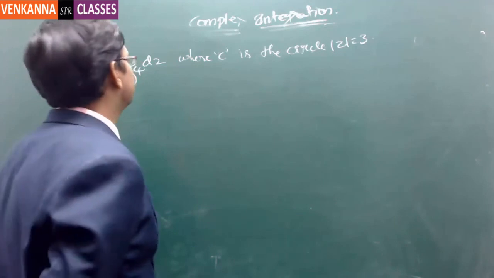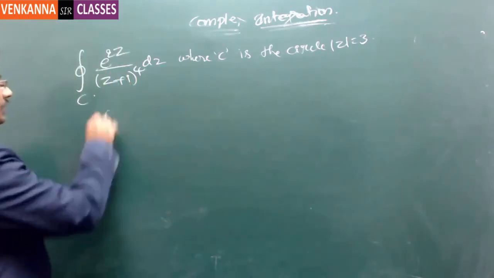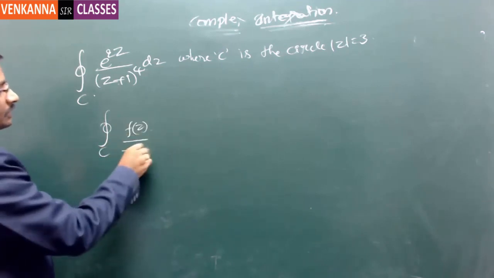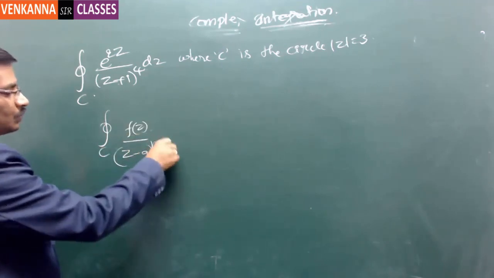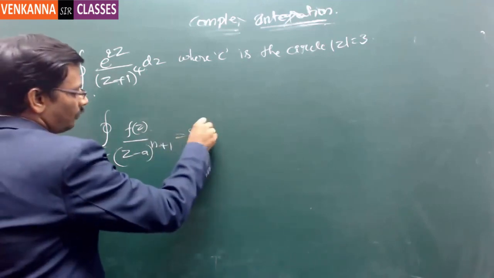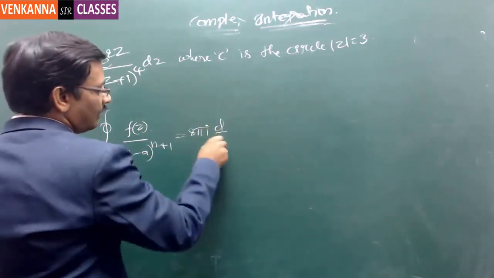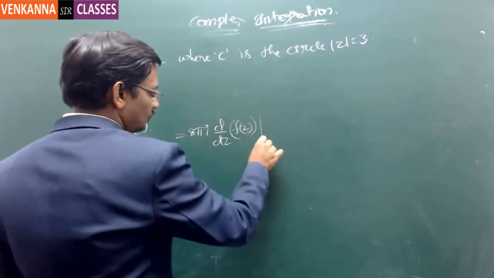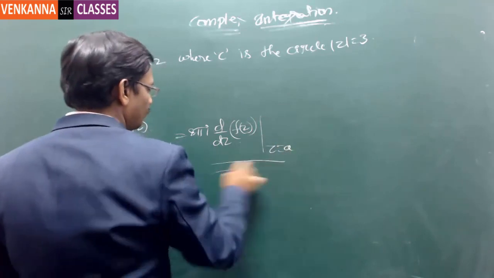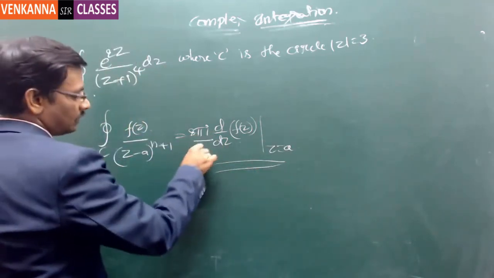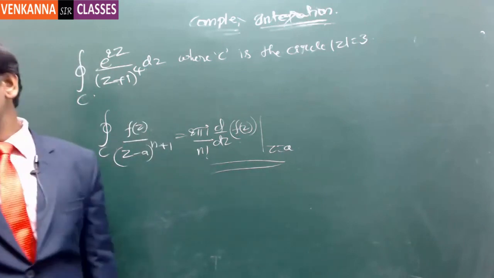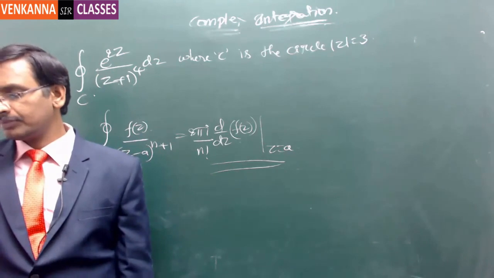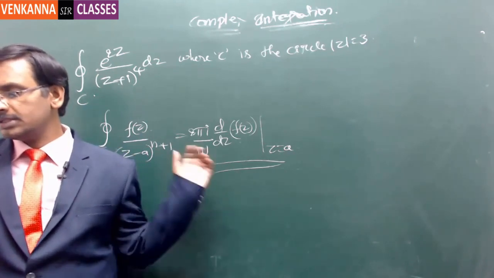So let me solve this. See this. Here, integral over the contour C of f of z by z minus a whole power n plus 1 is equal to 2 pi I times of the nth derivative d by dz of f of z, substitute the value z is equal to a, divided by n factorial. This is how you need to find it out. This is Cauchy's integral formula. Correct or not? Yeah. Is this understood, Liju?